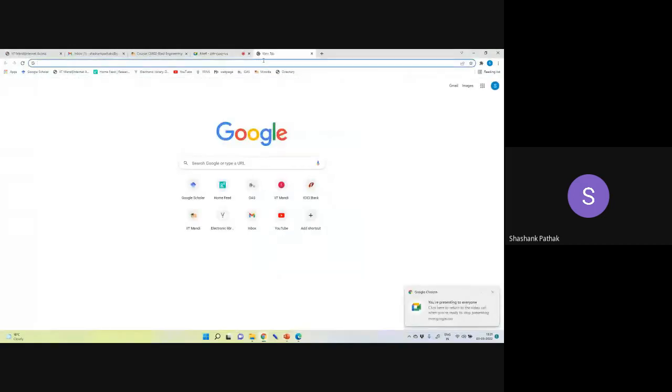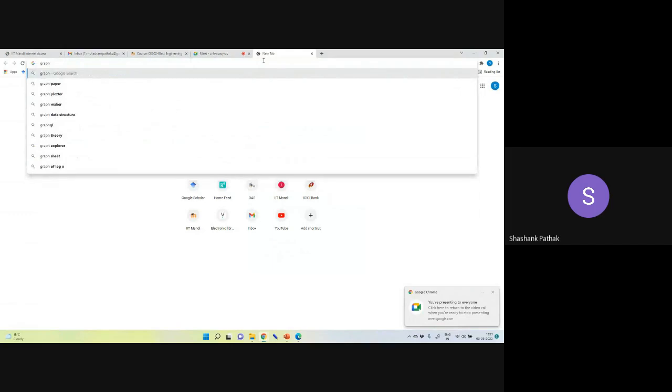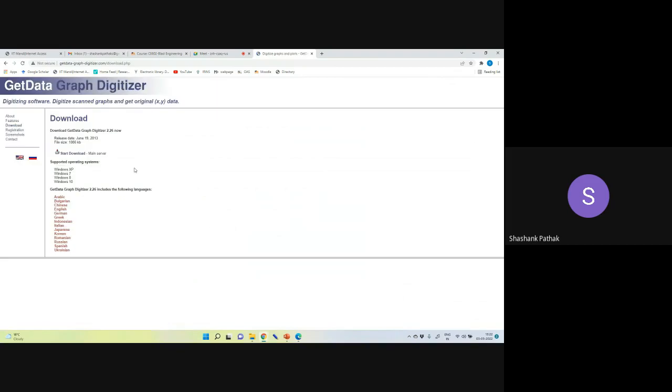So maybe here on Google you can search for graph digitizer. So there is Get Data Graph Digitizer. This is open source code. Simply download it, put your data there, okay, and it will digitize the scanned graphs, and this will give you the original XY data. So once you have the XY data, that data can be used for anything, whatever analysis you want to do.